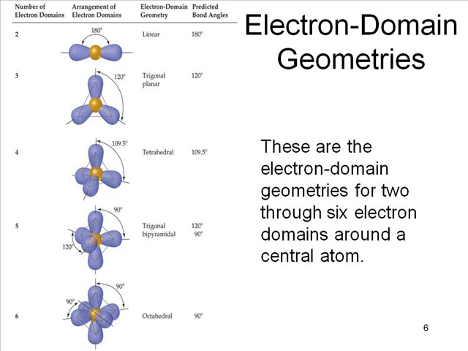If you have 3 things that you want to stay as far apart from each other as possible, then you would get still a planar structure, but it would be a 120 degree angle, all on one plane. We call that structure trigonal planar.